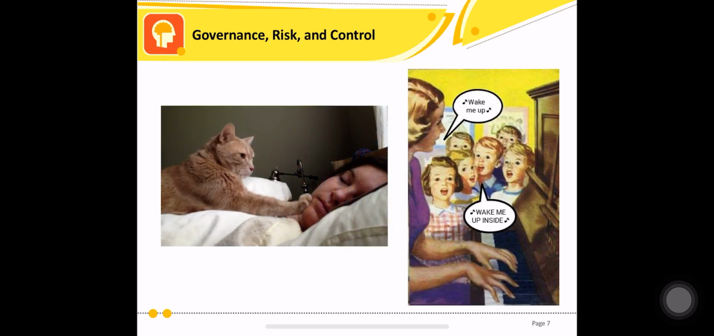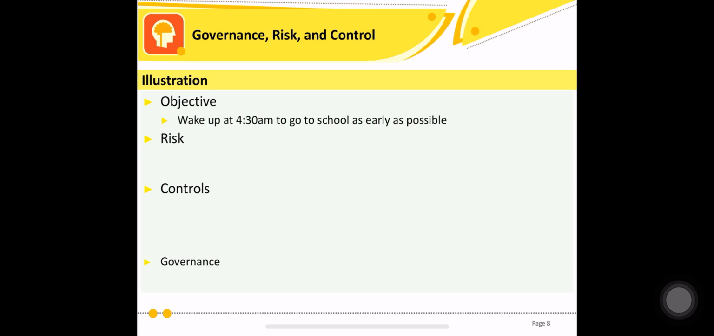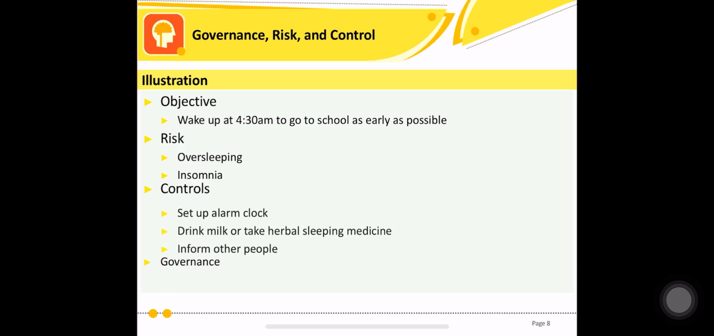So, I love cats, so let's have the same basic scenario. Assume your objective is to wake up at 4:30 to go to work or to school, and of course, as we have learned from our previous videos, we have risks surrounding that objective. Pwedeng ma-achieve, pwedeng hindi because of risks surrounding that. Kaya pwedeng mag-oversleep tayo or mag-insomnia. So, baka di ka magising ng 4:30 a.m.